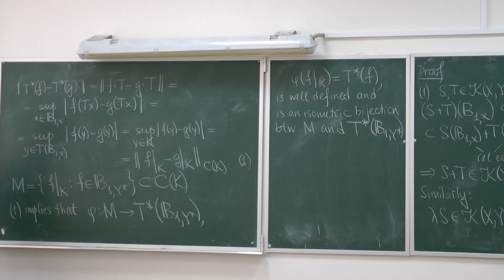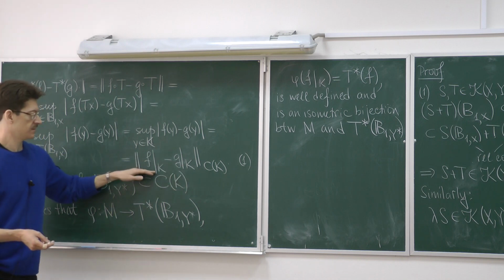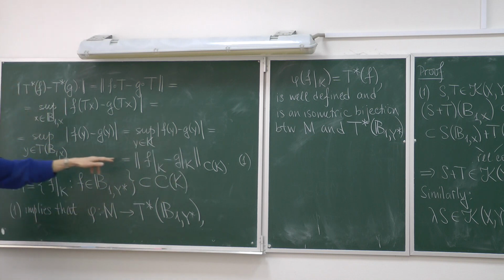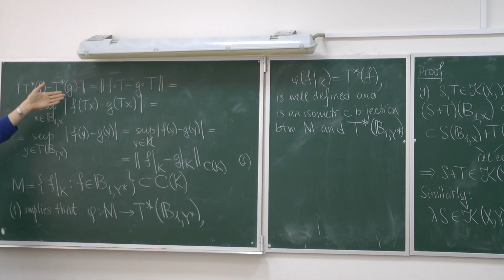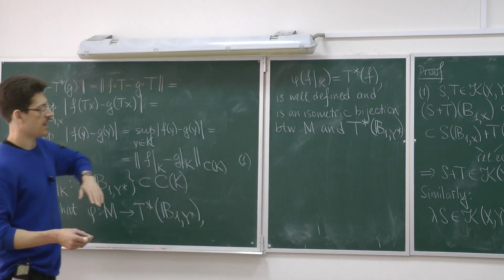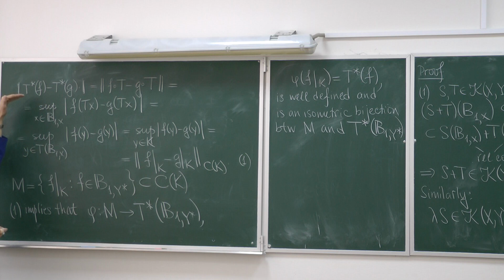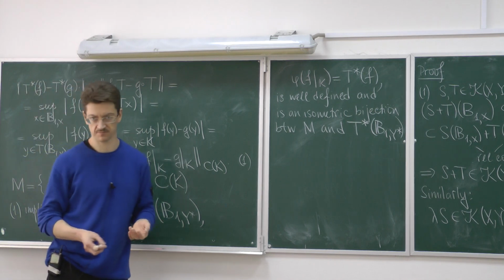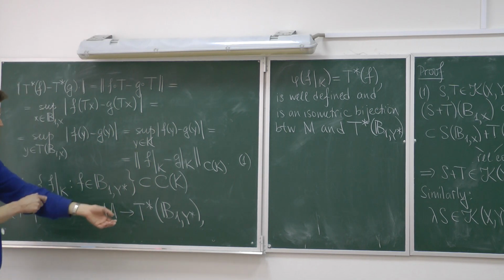Well, why is it so? First of all, why is it well defined? You have two linear functionals f and g such that their restrictions to K are the same. So this number is 0, and this chain of equalities implies that this number is also 0. So T star of f equals T star of g, and so this map is well defined. And actually the same chain of equalities implies that this map is isometric, so the distances are the same. And just by construction, it is surjective. So as a result, we see that it is an isometric bijection.